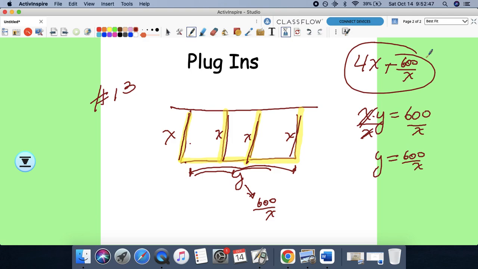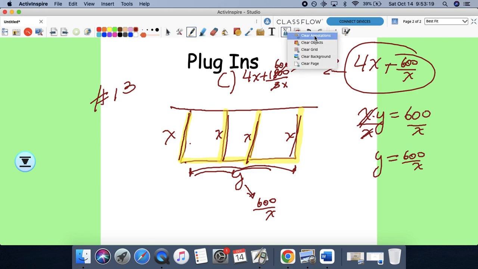A is not it. 600 over X, that doesn't have 4x. B doesn't match. C, 4x plus 1800 over 3x. Shoot. By the way, letter C says, if you look at it, 4x plus 1800 over 3x. When I simplify 1800 and 3, don't I get 600 over X, which is what we had before? All right, so the answer is C.